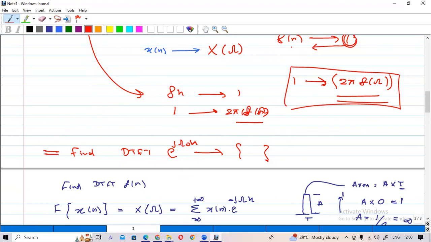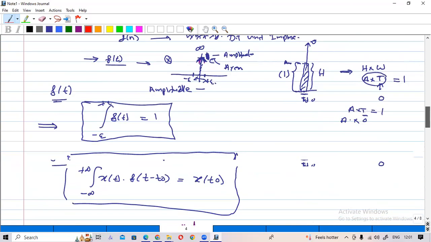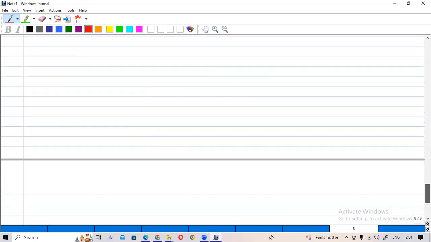Tell me. Again you made a mistake. Now you have to use this one and the frequency shifting property, and tell me the answer for this one. I will give you the question.